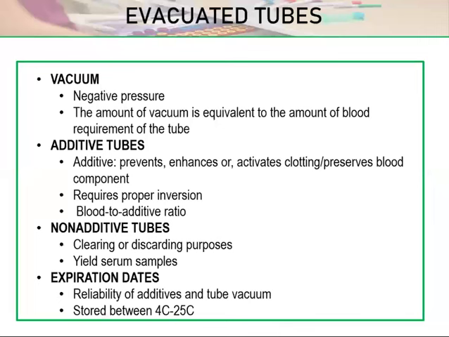Okay, and then the next one is our additive tubes. The additive tubes are the tubes that contain liquid inside. That is our additives. The purpose of the additive, class, is to prevent, to enhance, or to activate the clotting mechanism of our blood sample, depending on the need of the test. It preserves blood components as well, other than the clotting mechanism.